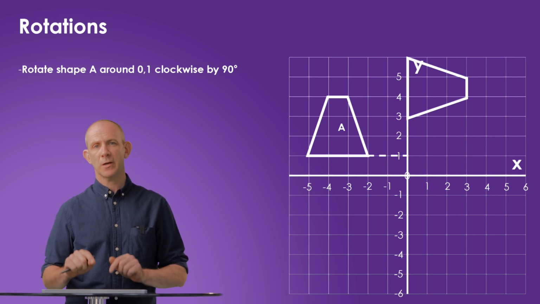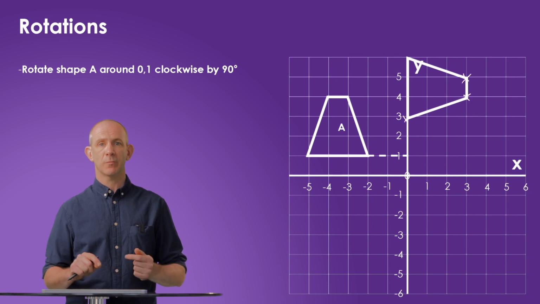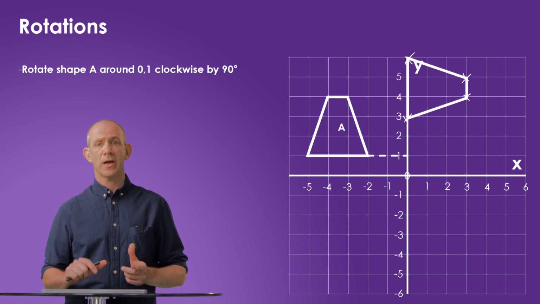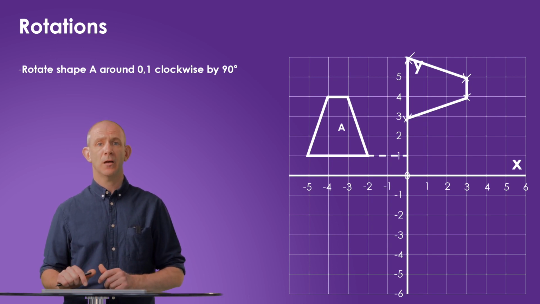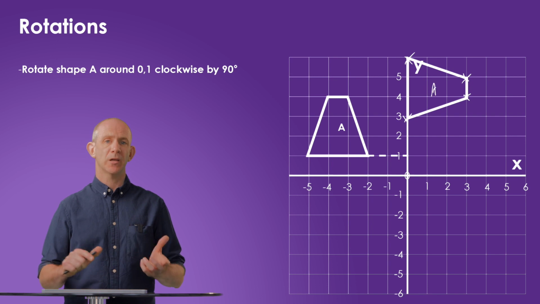Whilst holding the tracing paper down with one hand, I mark where the corners are, remove the tracing paper and then draw the lines in using a ruler. So now we have a rotation of shape A around the centre of rotation of 0, 1, clockwise by 90 degrees, and we can label it A'.